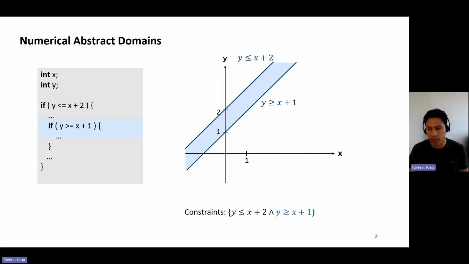For instance, for some reason, we want to prove that x and y are both not equal to 1 in the nested ifs. And since this point is just outside the feasibility region, then we have guarantees that this is never going to happen.